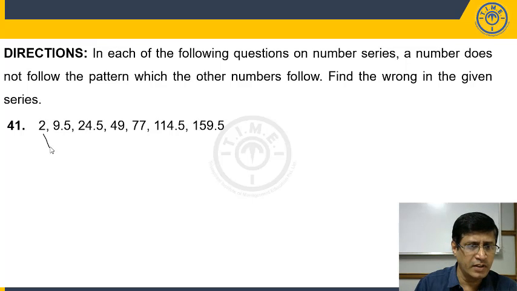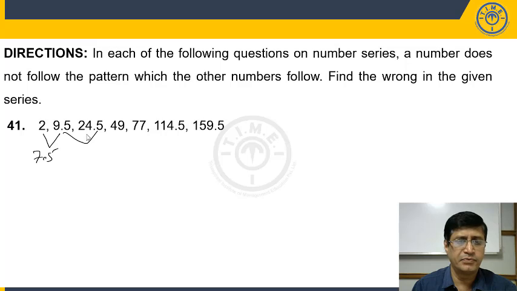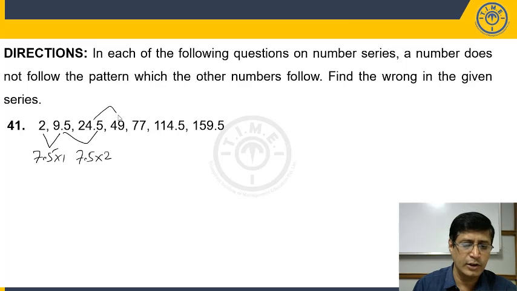If you observe the difference of these two numbers, it is 7.5. What about the difference of these two numbers? How much is the difference? 15. 15 means it is 2 times of 7.5. And what about the next value? Next value is 7.5 into 3. The next one is 7.5 into 4. The next one is 7.5 into 5.